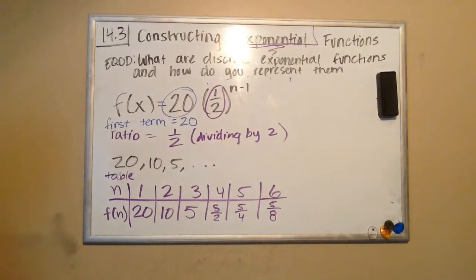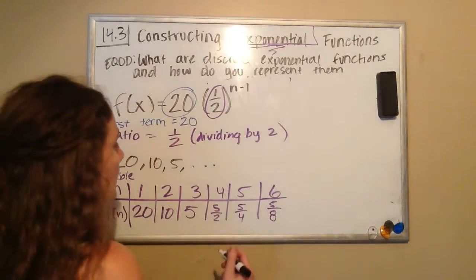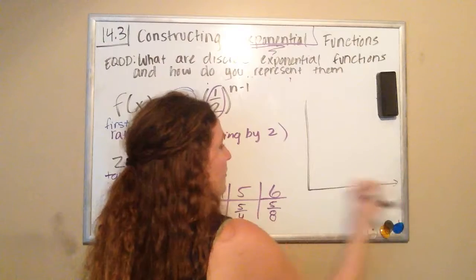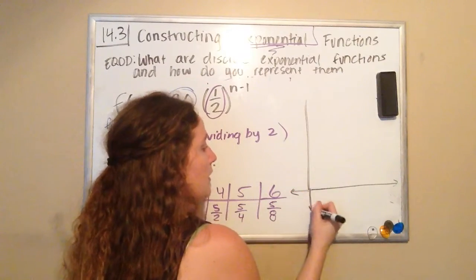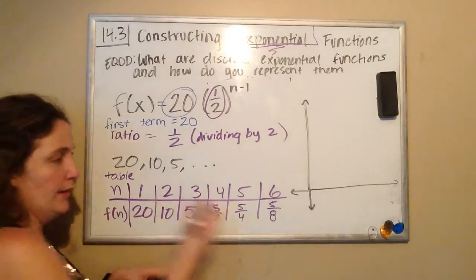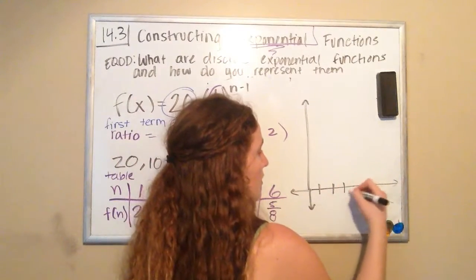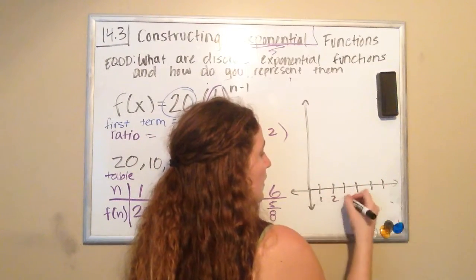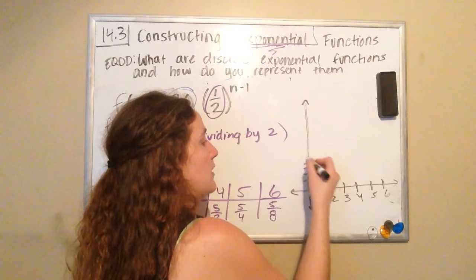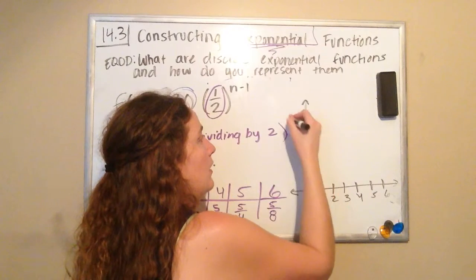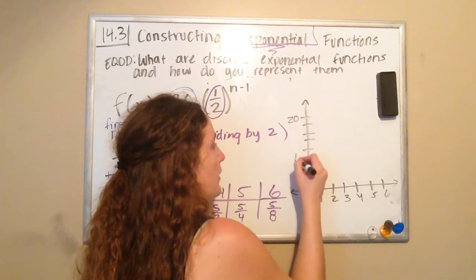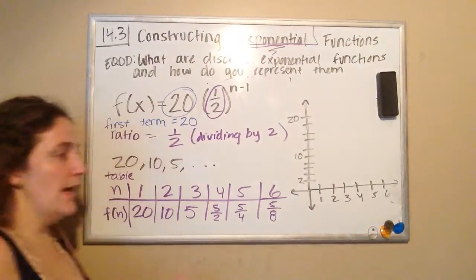And if we were to graph this, we would graph all of these coordinate points here. So 1, 20, and so on up to 6, going by ones on the x-axis, and going by 2's on the y-axis.